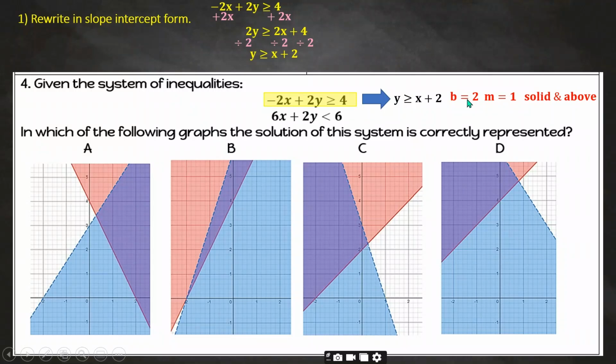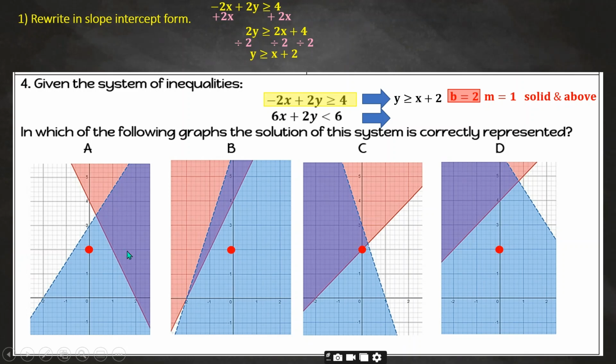So here I can identify my b term as 2 because that's right here. My slope is 1 because that's the imaginary number in front of the x. I should have a solid line because this says greater than or equal to, which means a solid line. And the greater than symbol means I should be shaded above. So if I'm looking for a y-intercept of 2, if I plug that in onto each one of these graphs, this is a y-intercept of 2. Here is another y-intercept of 2, and another y-intercept of 2.